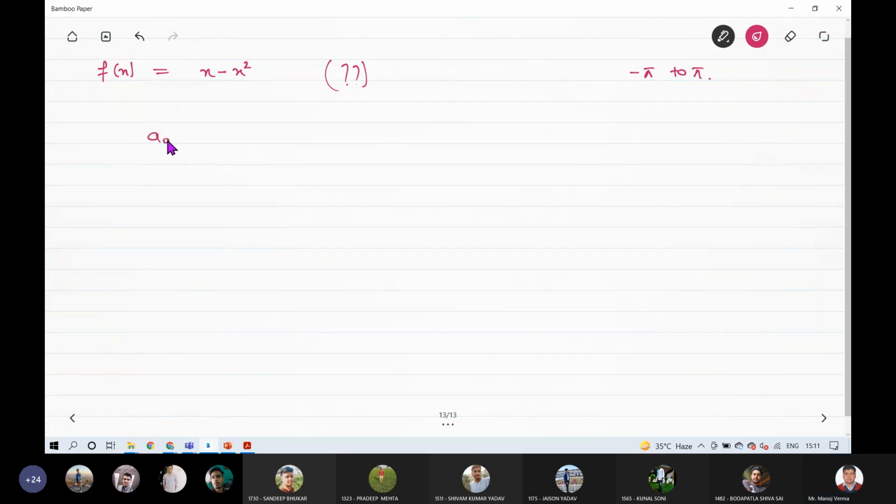So I will be calculating the value of a naught, that is 1 over pi integral from minus pi to pi of f(x) dx, which is 1 over pi integral from minus pi to pi of x dx minus 1 over pi integral from minus pi to pi of x square dx. Okay, x dx minus x square dx, I have put in the function and opened it.